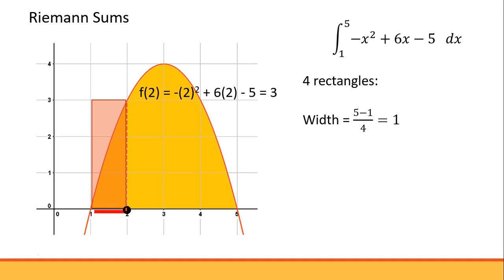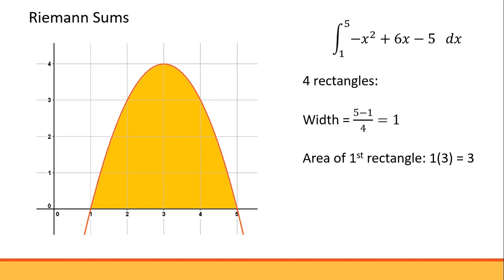Well, we know that the height of the rectangle is f of 2. In other words, the height of the rectangle is the y-coordinate that goes along with the x-coordinate of 2 that we use to determine how high the rectangle should be. So this rectangle is 3 units tall. It's 1 unit wide, so the area of that rectangle is 1 times 3, or 3 square units.